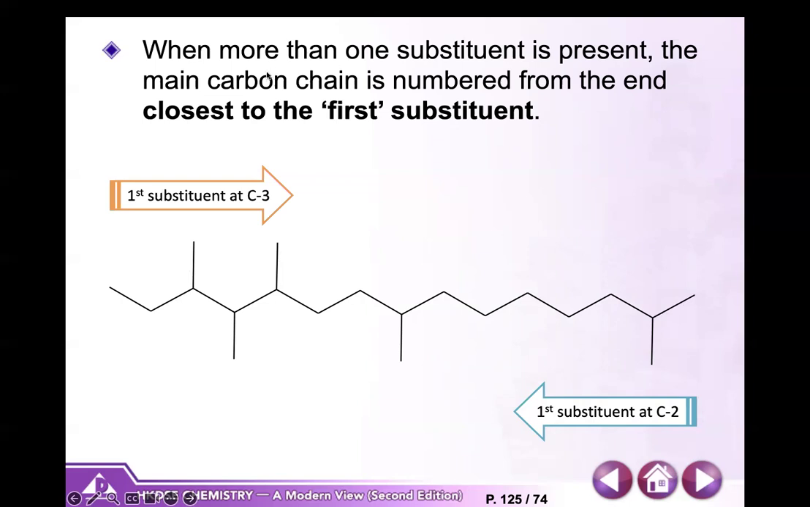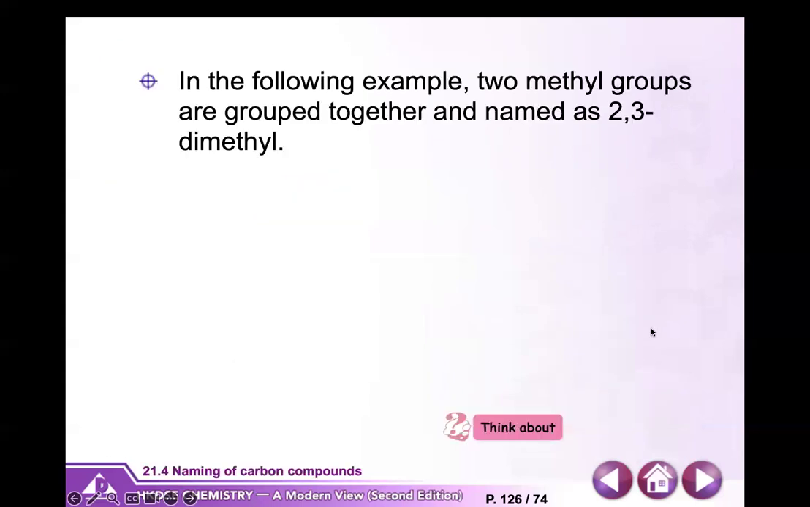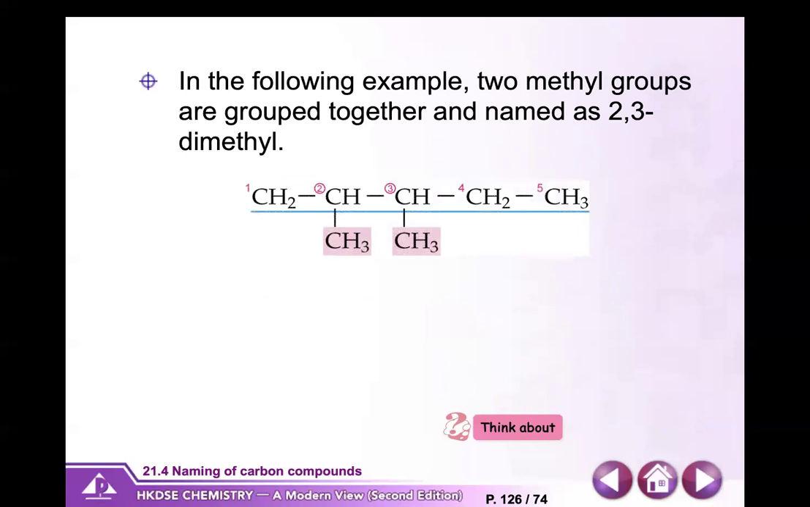So according to this rule, when more than one substituent is present, the main carbon chain is numbered from the end closest to the first substituent. That is, from the right-hand side to count as 1, but not the left-hand side one, because the first substituent is encountered at the second carbon. So in the following example, 2 methyl groups are present.